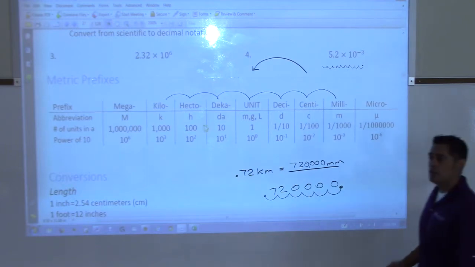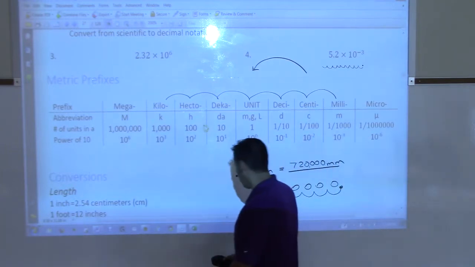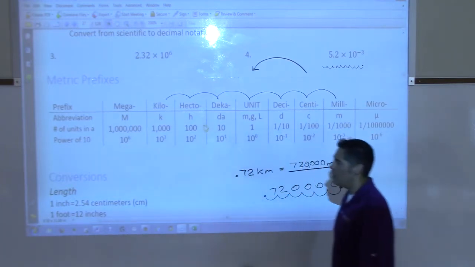Yes? Is there a table we're going to be able to use on the test? I would provide you this, yeah. I'm not going to ask you to memorize it. I'll give you the table.